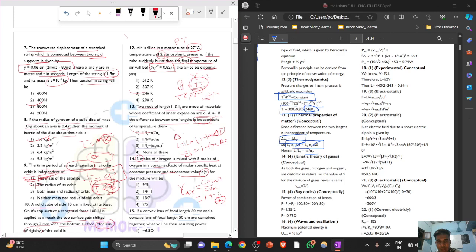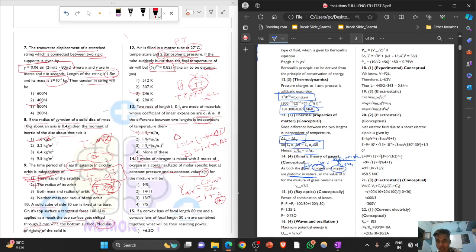So when you calculate it out, as you know, nitrogen and oxygen are both diatomic. Once you calculate F mix first, that will be simply N1 F1 plus N2 F2 by N1 plus N2. You know N1 and N2, that is 3 and 5. You know F1 and F2, the degrees of freedom. In the case of diatomic gases at normal temperature, it is simply 5 degrees of freedom. So F1 and F2 will be 5, and N1 is 3, N2 is 5.